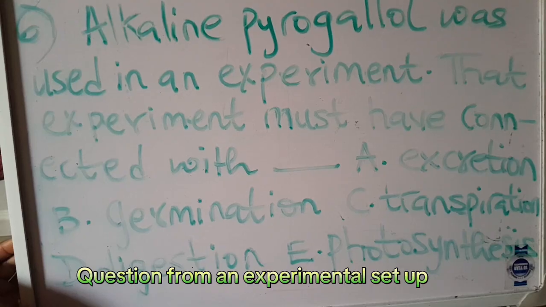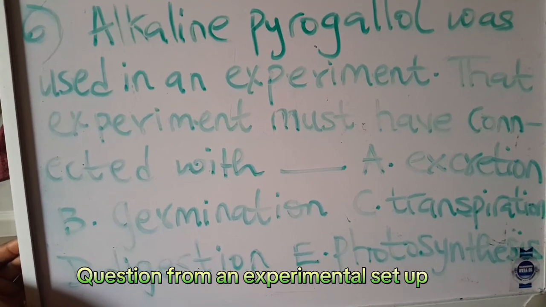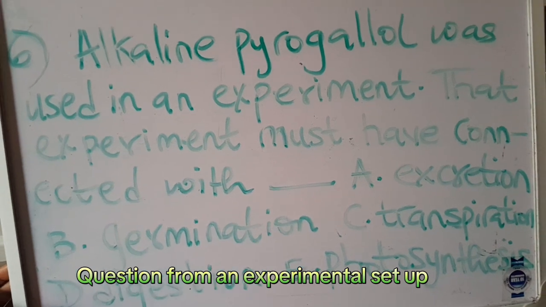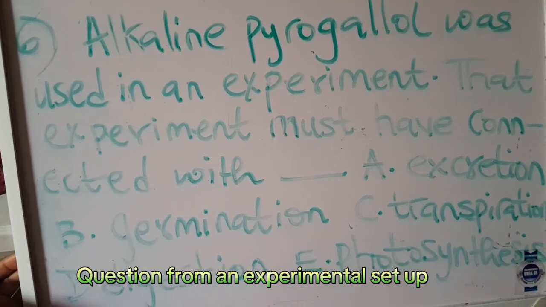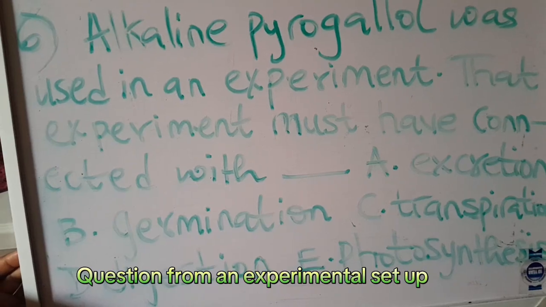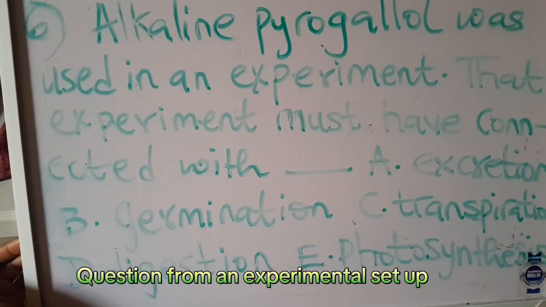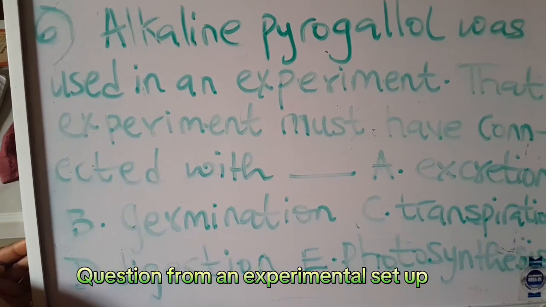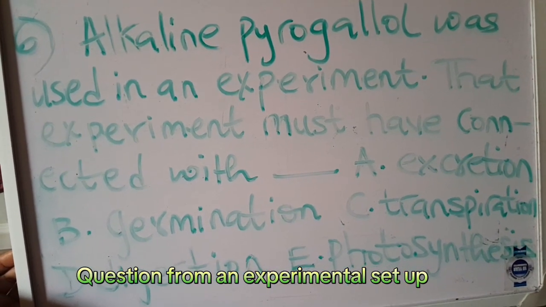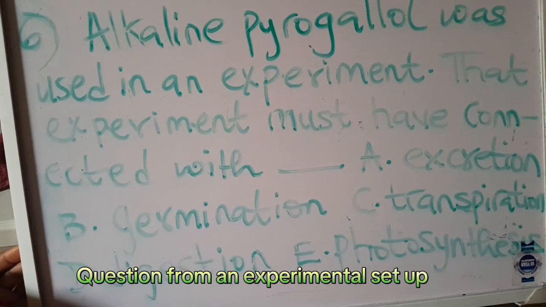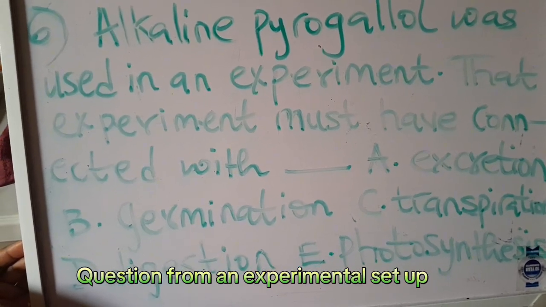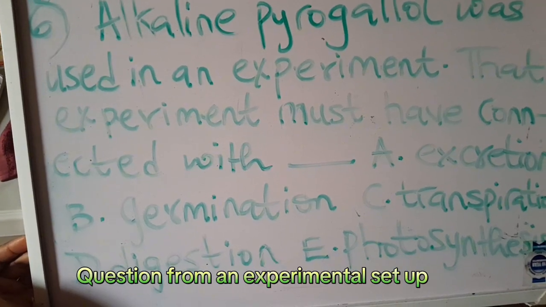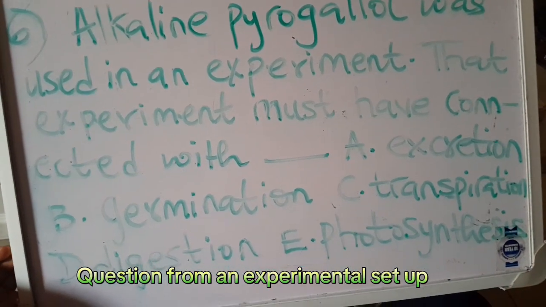For excretion, no, because it has to do with removal of metabolic waste like sweat, urine. So it's not really necessary. For B, germination, it's yes, because why is that so? Remember that there are some conditions necessary for germination to occur. One of them is what? Temperature, moisture, water, oxygen. Yes, these are the things that are necessary and needed.